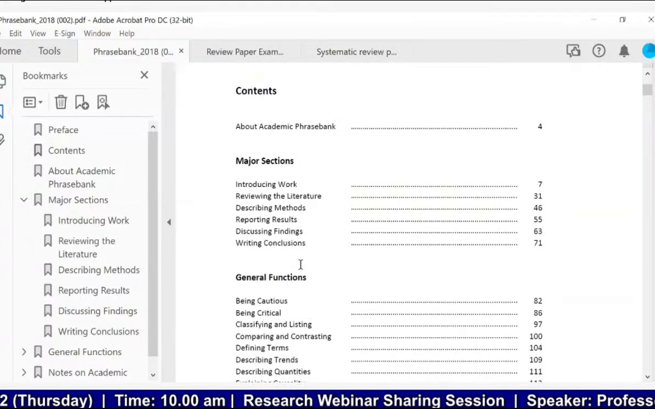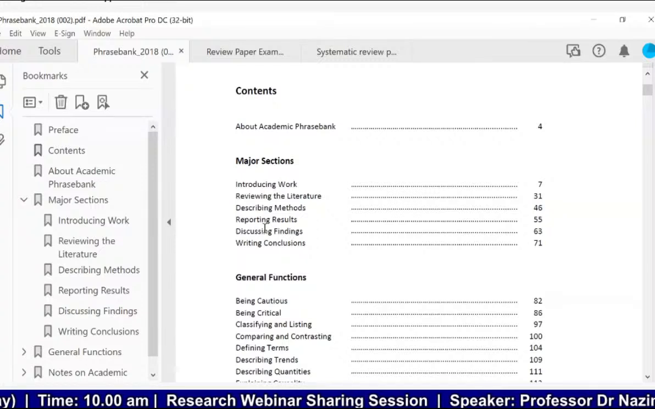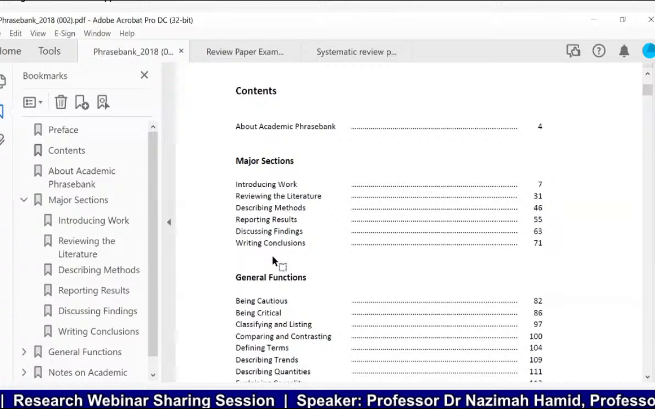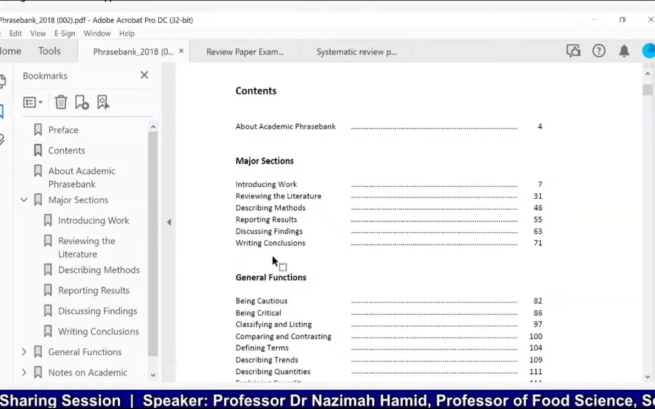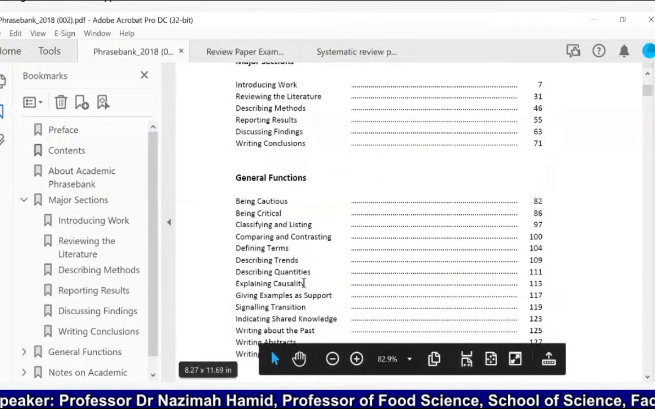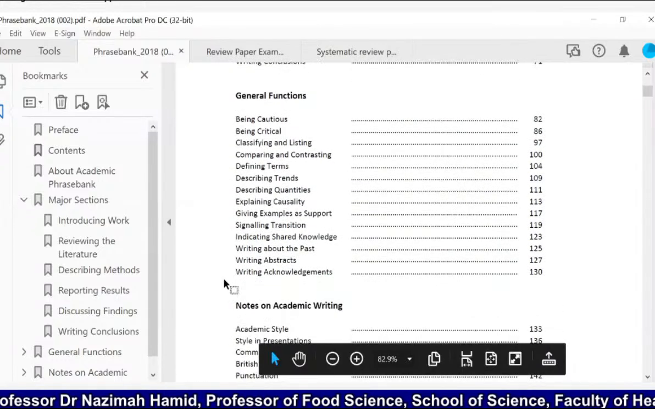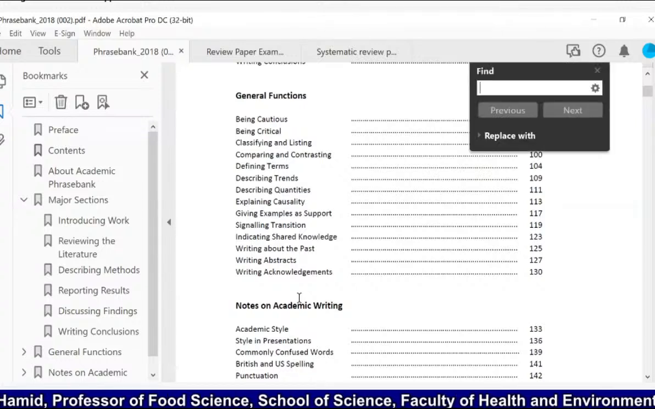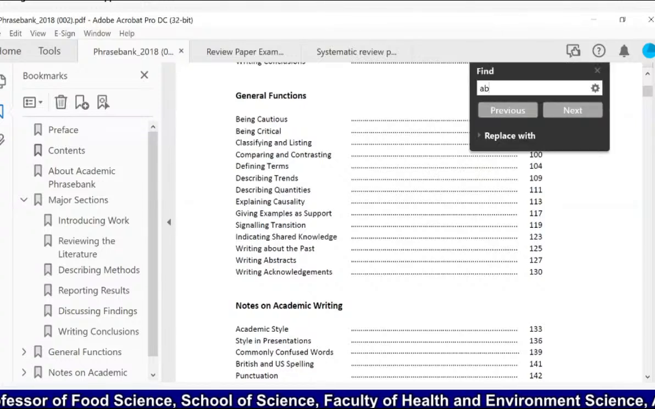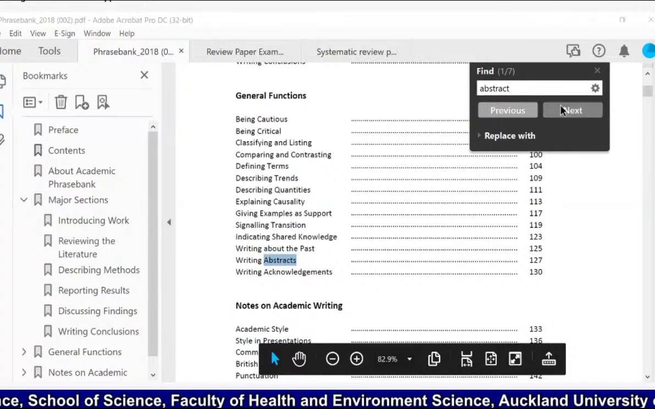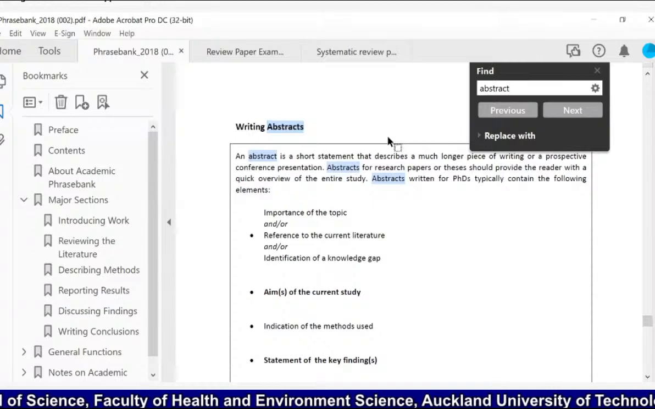You can see there are major sections: introducing the work, reviewing the literature, describing methods, reporting results, discussing findings, writing conclusions. It's great. You can see a lot of what you need when you want to write a paper in a phrase bank. Then there are a lot of general functions they include as well: writing about the past, writing abstracts. For example, I'll just do a control F and search for abstract. That's why it's useful. Then you can go next, and look at this, it tells you what an abstract is.